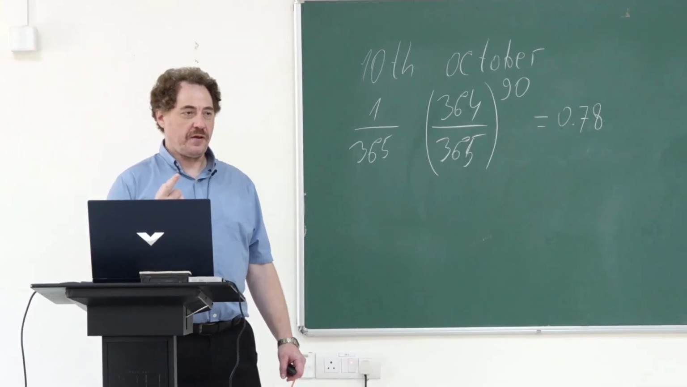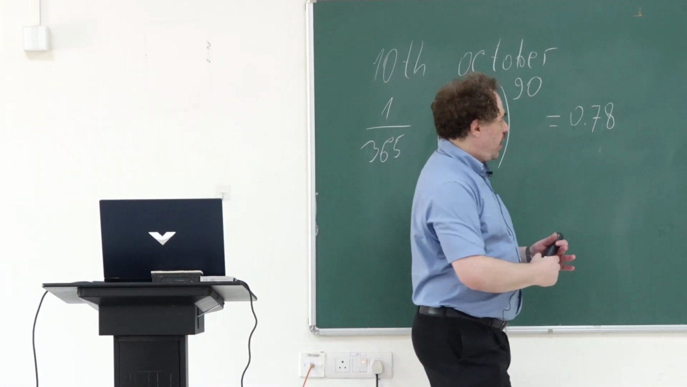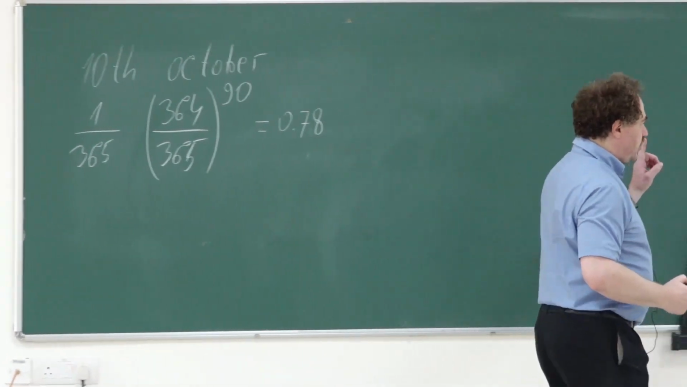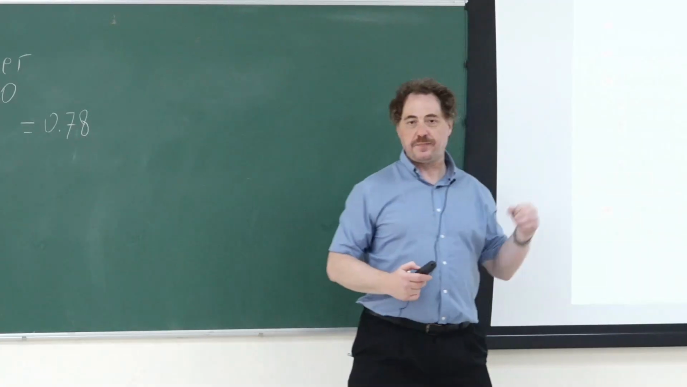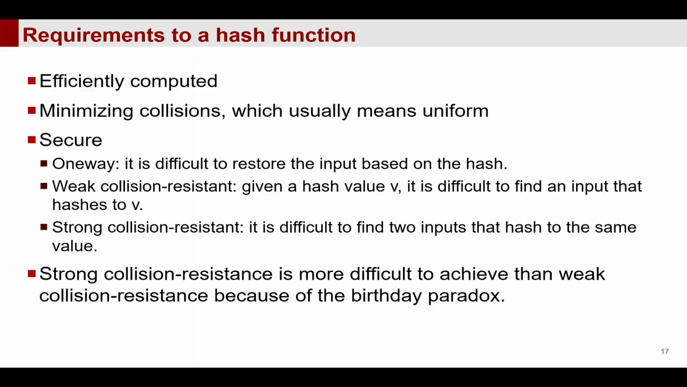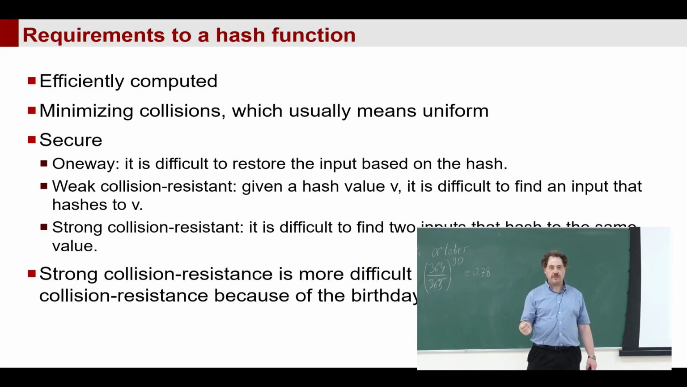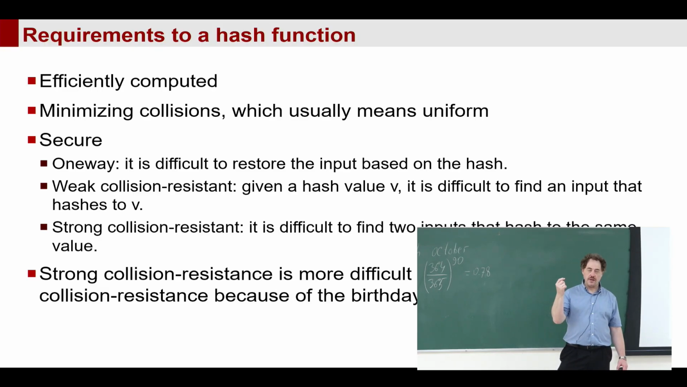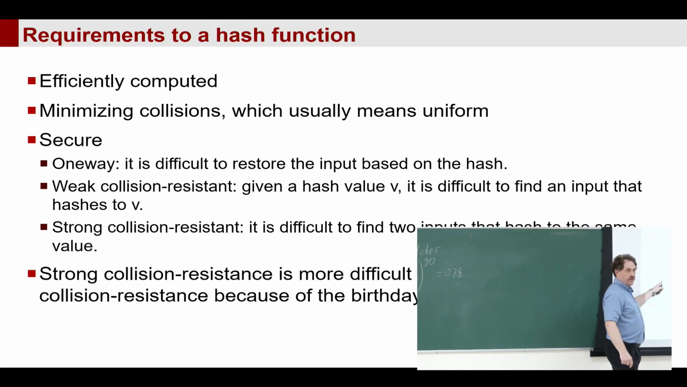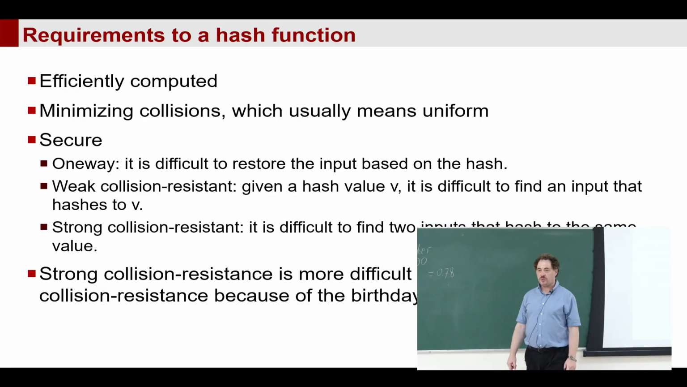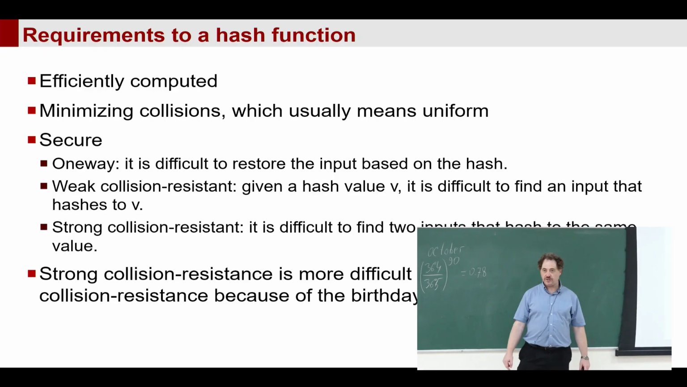What does it mean? What's the application? This calculation is applicable to weak collision resistance. Because the attacker would need to go individually over different input spaces, right? And see if the hash value would be the same as the given hash value, right? This is what the attacker would need to do in order to break weak collision resistance.